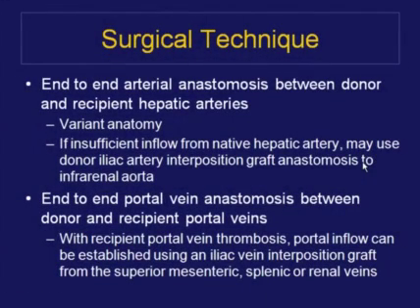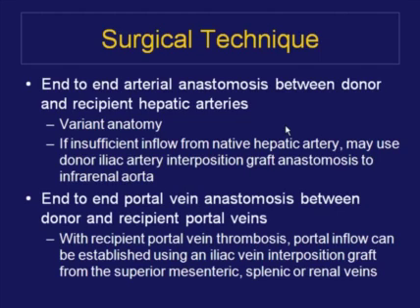The surgical technique for an orthotopic liver transplant involves an end-to-end arterial anastomosis between the donor and the recipient hepatic arteries. There can be a variety of variations of anatomy which will require the surgeon to hook up the arteries in different ways. And in the unusual circumstance there is insufficient inflow from the native hepatic artery, they may use some type of interposition graft to anastomose to the infrarenal aorta, which is helpful to know when you're scanning.